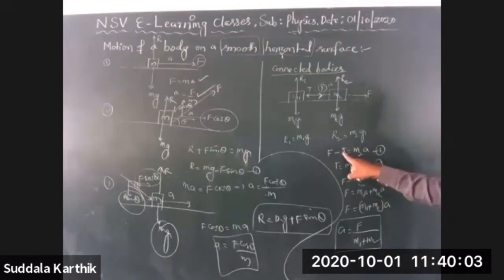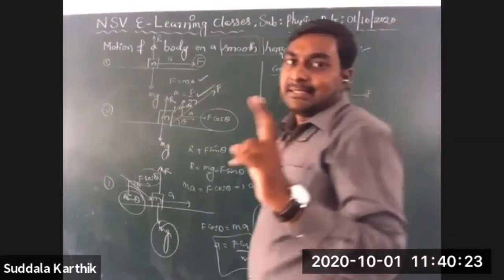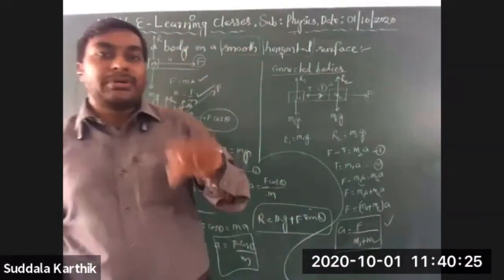In this, I have substituted T equals m1a, so F equals m1a plus m2a. F equals m1 plus m2, into a. So a equals F by m1 plus m2. I got this for two bodies. One body completed, two bodies completed.